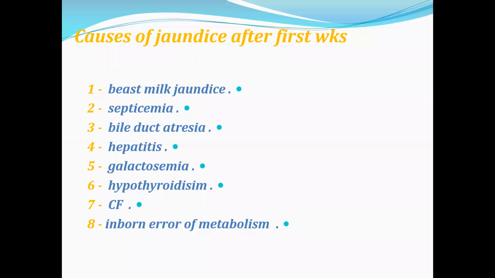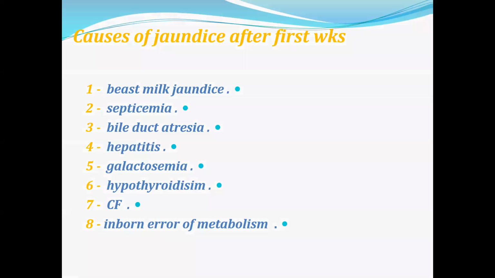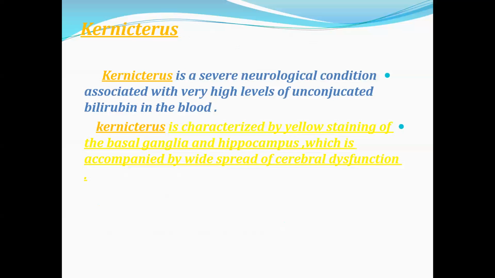Causes of jaundice after the first weeks: breast milk jaundice, of course not breastfeeding jaundice, septicemia, bile duct atresia, neonatal hepatitis, galactosemia, hypothyroidism, cystic fibrosis, and inborn errors of metabolism.